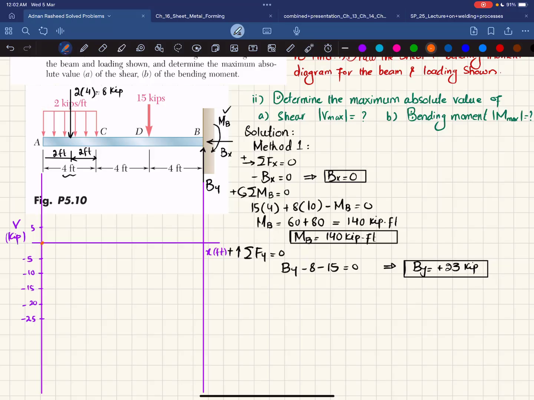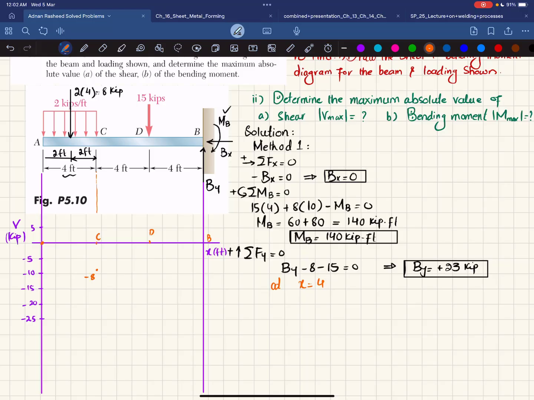Now we are going to find the shear force at point C. This is point C, this is your point D, and this is your point B. At point C, it means at x equal to 4 feet. The load will be 2 multiplied by 4, which is 8, and that will be minus 8 because the load is downward. So at C we have minus 8. You can write it as minus 8 kip.